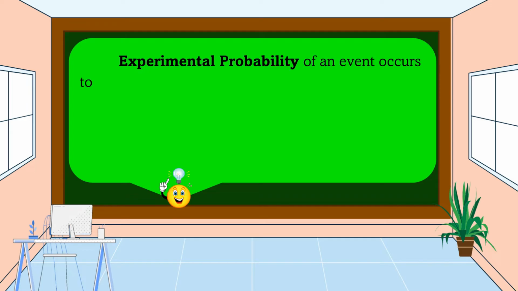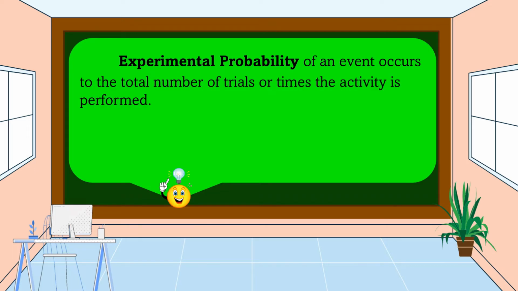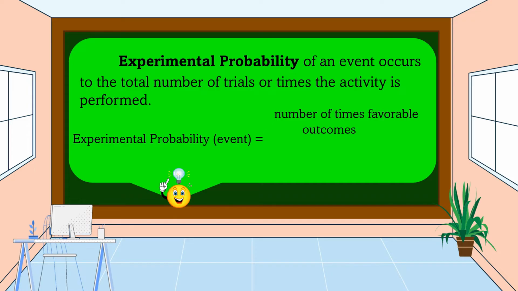Experimental probability of an event occurs to the total number of trials or times the activity is performed. Thus, we have experimental probability of an event is equal to number of times favorable outcomes occur divided by number of trials in the experiment.